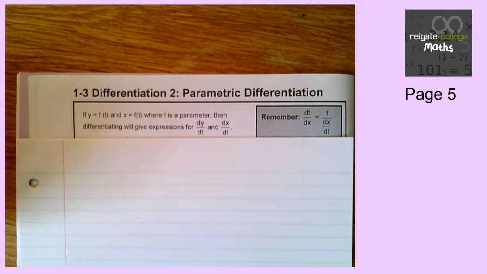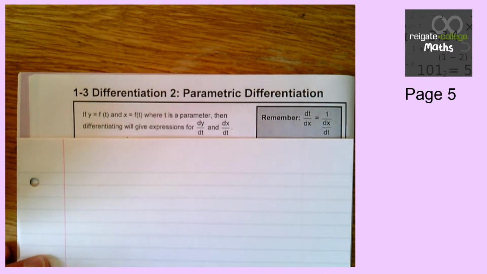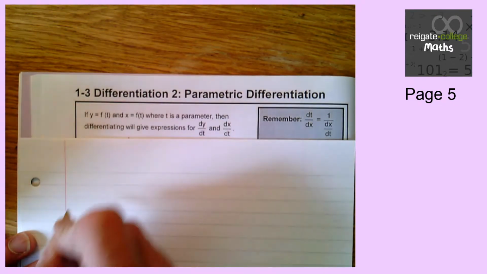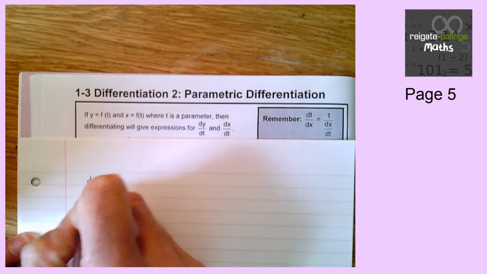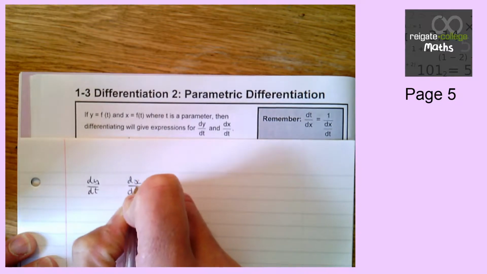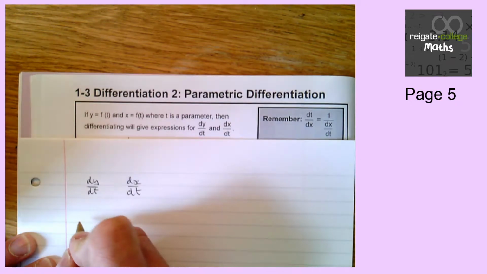So we've got two functions which are both functions of parameters. So here we've got y and x, which are both functions of t. So what we're going to do then is think, how do we find dy by dx? We can find dy by dt and dx by dt. We're going to assume that we can do that. So what we do is we use a version of the chain rule.